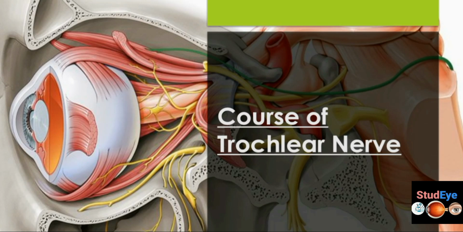Now we are going to see the course of the trochlear nerve, that is, which structures this nerve passes through and how it reaches the eye. So this is about the course of the trochlear nerve or cranial nerve 4, right? And I've already told you that the trochlear nerve supplies a single muscle of the eye, which is the superior oblique muscle. So we are going to discuss what the path or the route of the trochlear nerve is, and how it gives innervation to the superior oblique muscle, right?